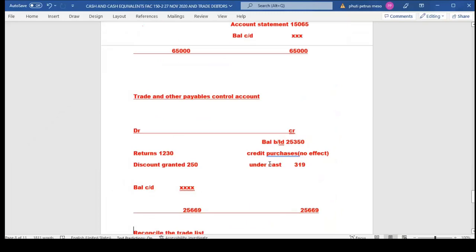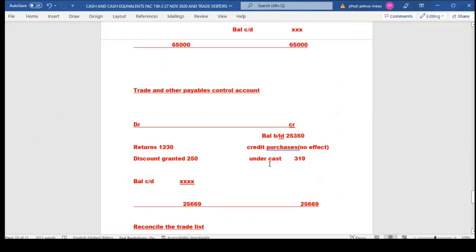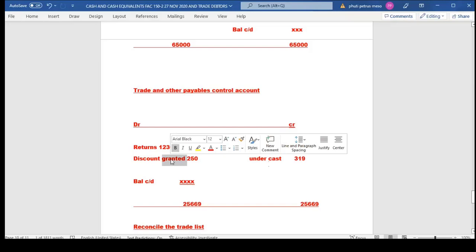Can you see that? So then undercast must increase. If it was overcasted, it means that we had to reduce it. So it was going to come to the debit side with the same amount, and we would say overcasted. Increase trade payable. Okay. Make sense?